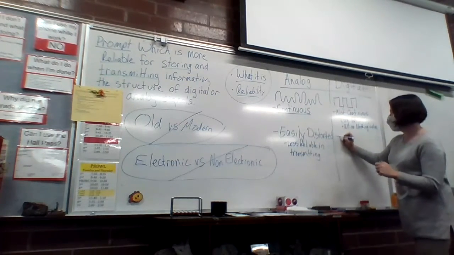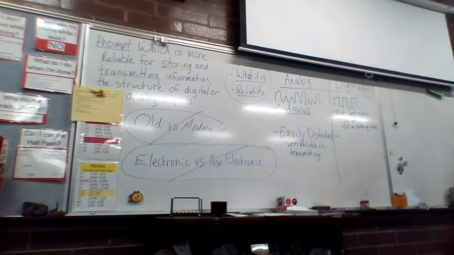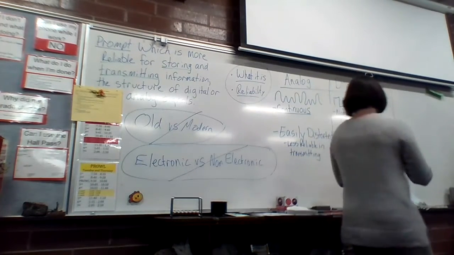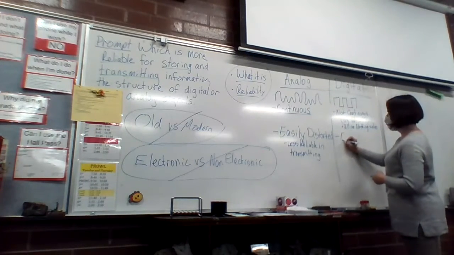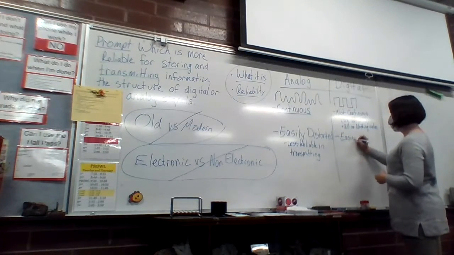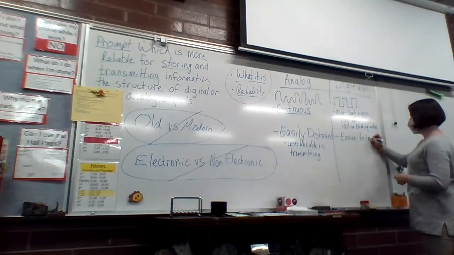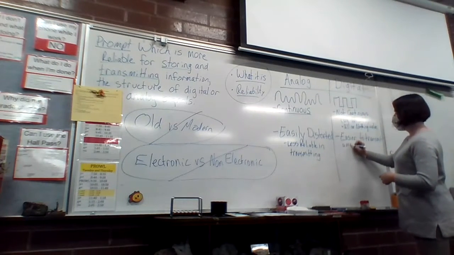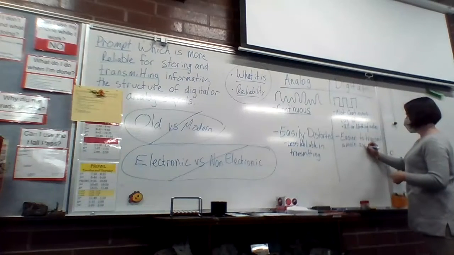So what did the reading tell us about reliability of digital? It said that digital signals are easier to transmit and more accurate. So they are easier to transmit and more accurate.